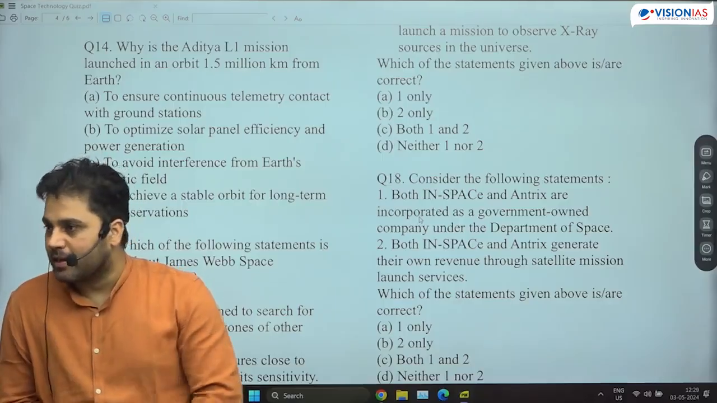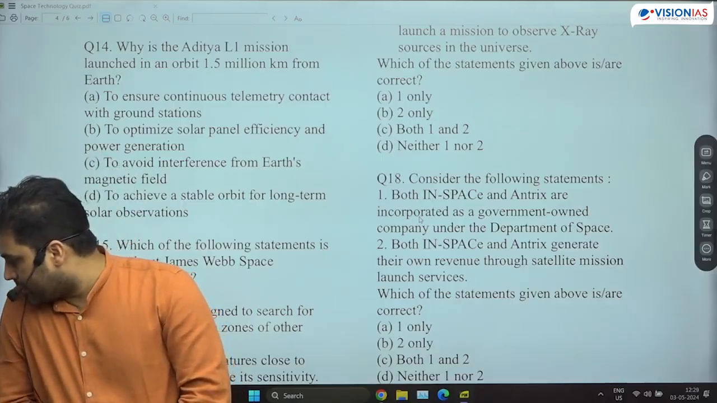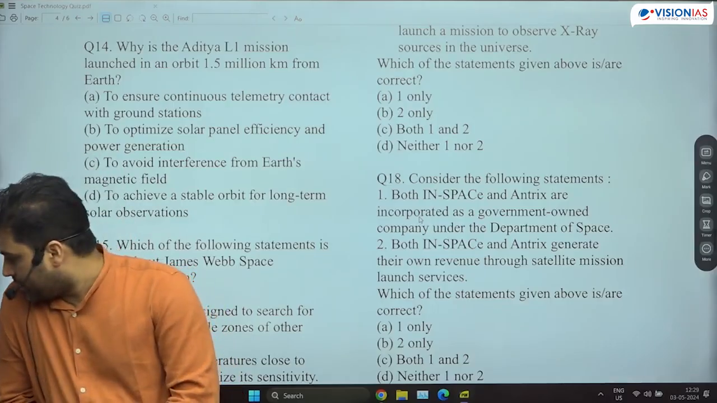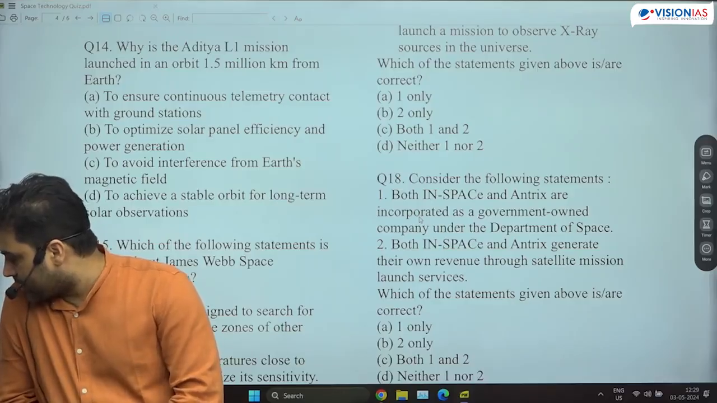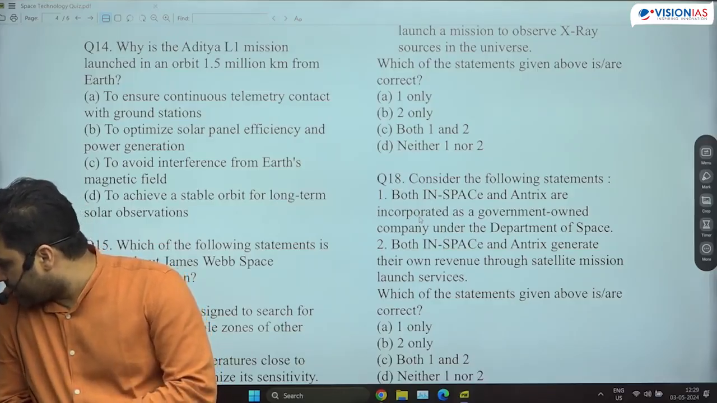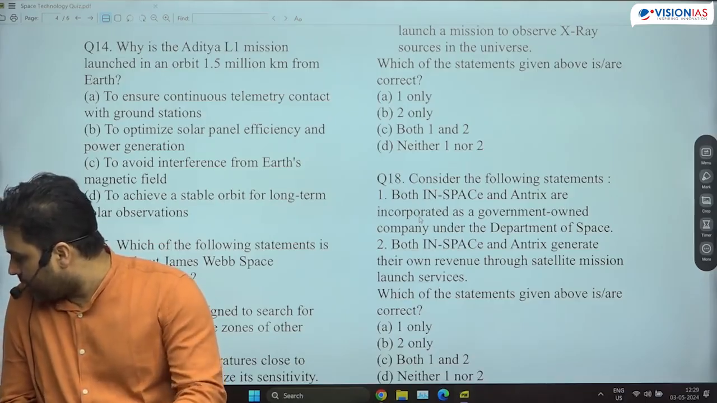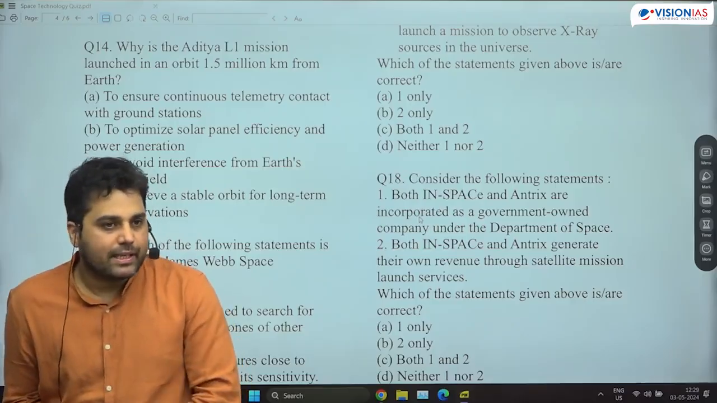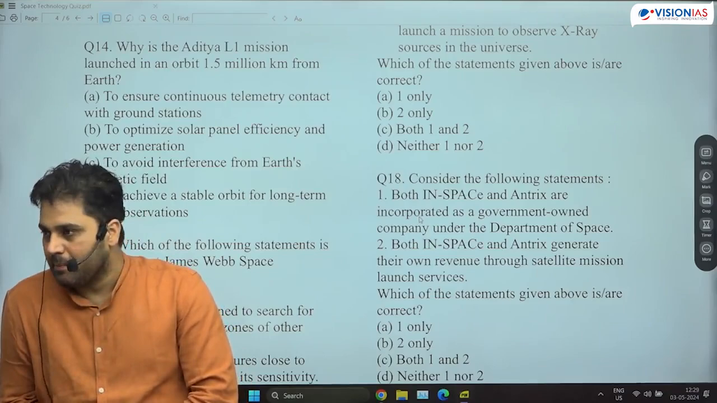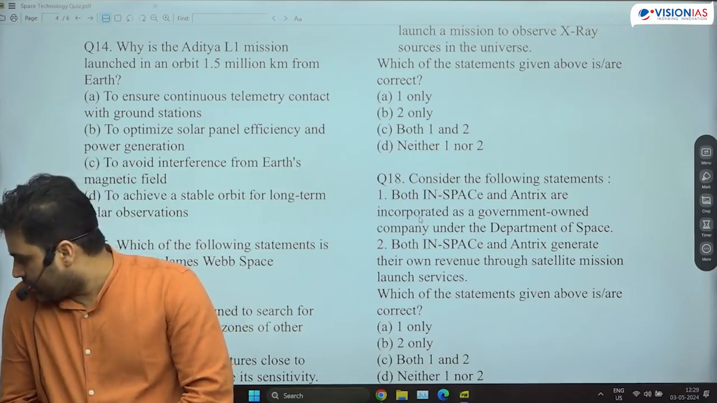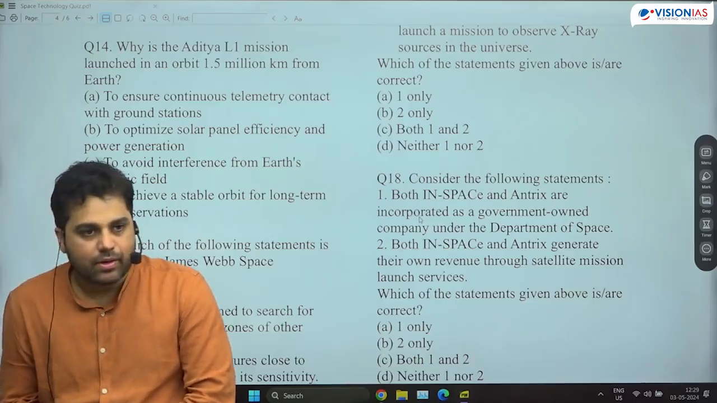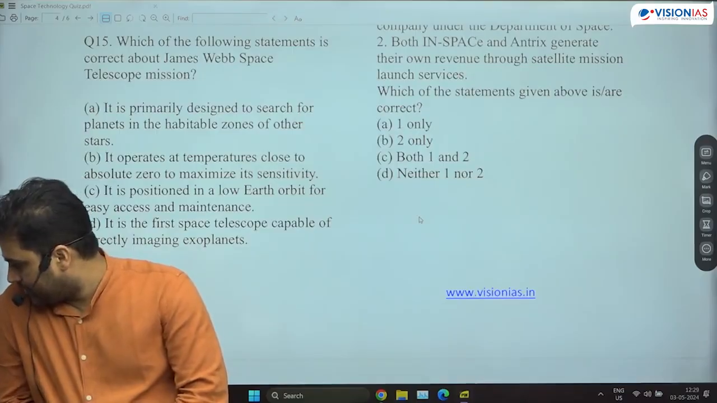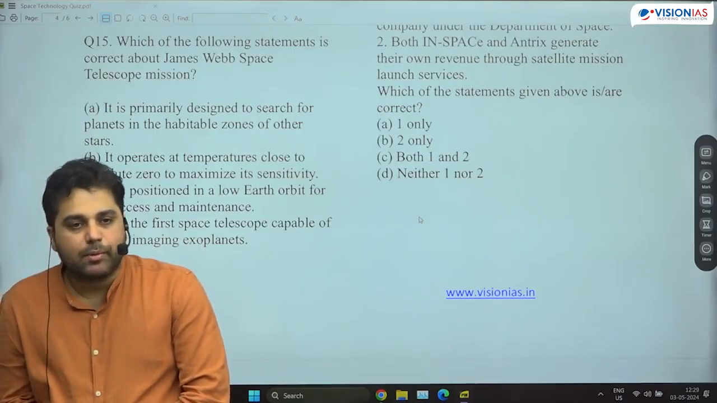Everybody should be very clear that answer will be D, that to achieve a stable orbit for long-term solar observation. बाकी चीजें गलत हैं. To ensure continuous telemetry contact with ground stations, to optimize solar panel efficiency and power generation, to avoid interference from Earth's magnetic field. Now, even though they can be partially correct, but the most appropriate option will be the last option, to achieve a stable orbit for long-term solar observation. Question 15. I want more responses here.